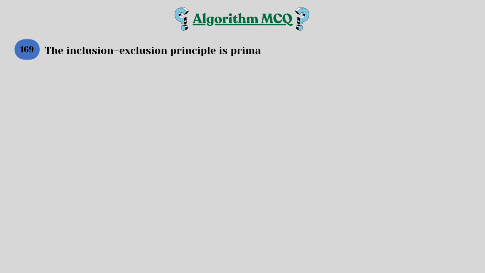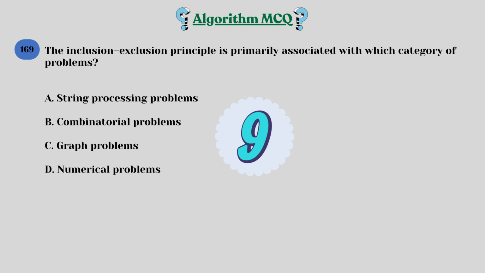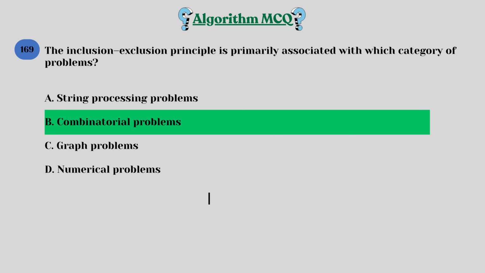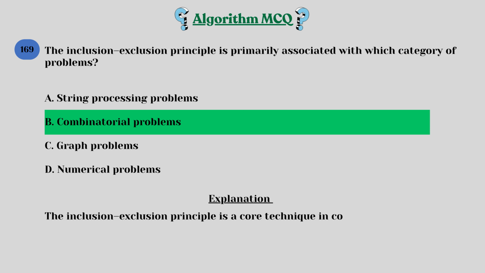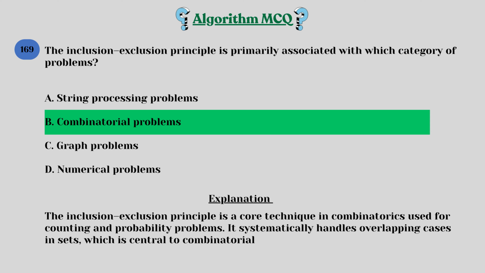The inclusion-exclusion principle is primarily associated with which category of problems? Correct answer, combinatorial problems. Explanation: the inclusion-exclusion principle is a core technique in combinatorics used for counting and probability problems. It systematically handles overlapping cases in sets, which is central to combinatorial analysis.